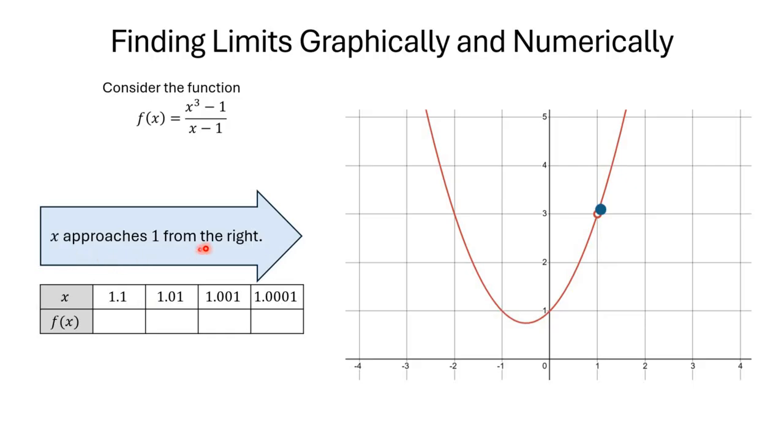So here are some x values that are approaching 1 from the right. So 1.1 is pretty close to 1, but still bigger than 1. 1.01 is even closer, but still larger. 1.001, closer, but still larger.